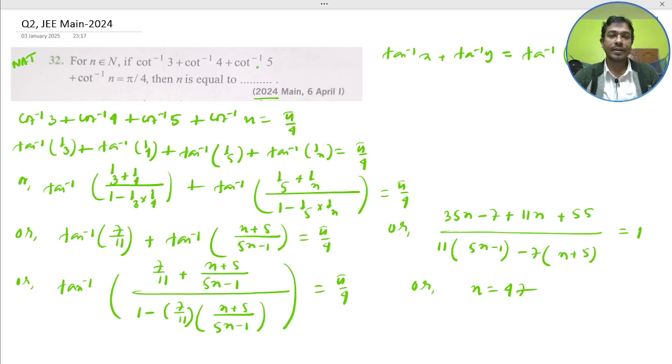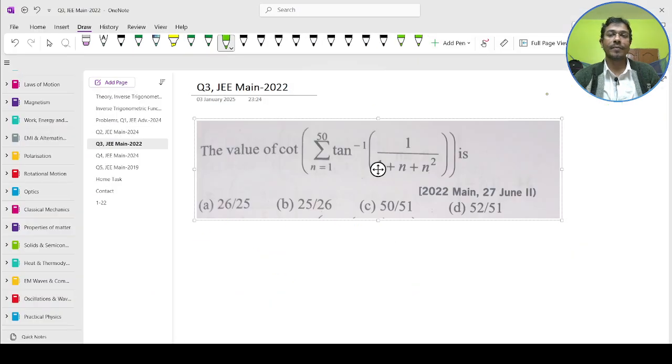So 47, an integer, would be our correct answer. Go ahead to our next problem.